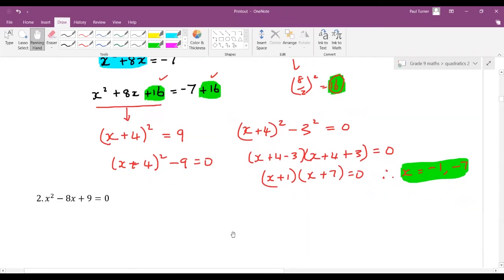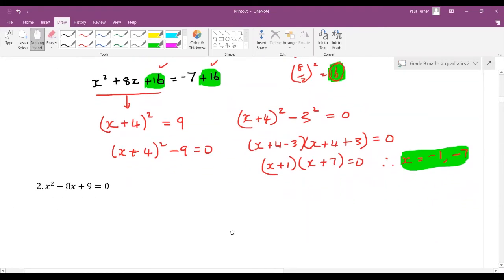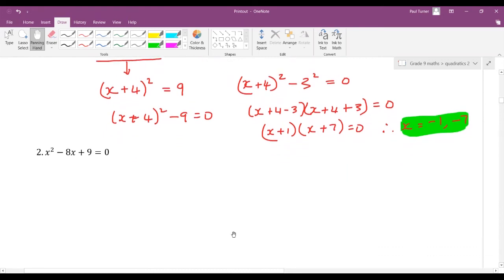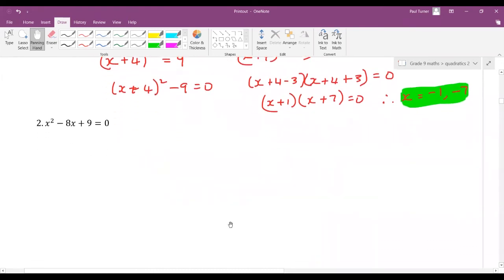I'll go a bit slow. If you want to copy, you can, but it's in your textbook. So it's probably a better idea just to watch as we're doing it. So in this question, you've got x squared minus 8x. This 9, when I have a number on this side, I like to push it away to the other side. So just remove any other numbers. So x squared minus 8x equals minus 9.